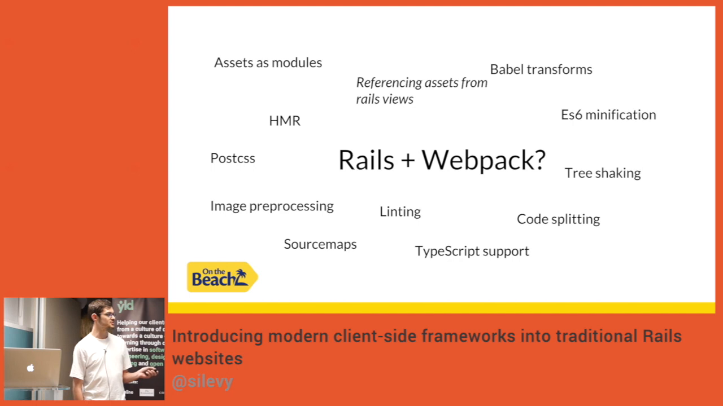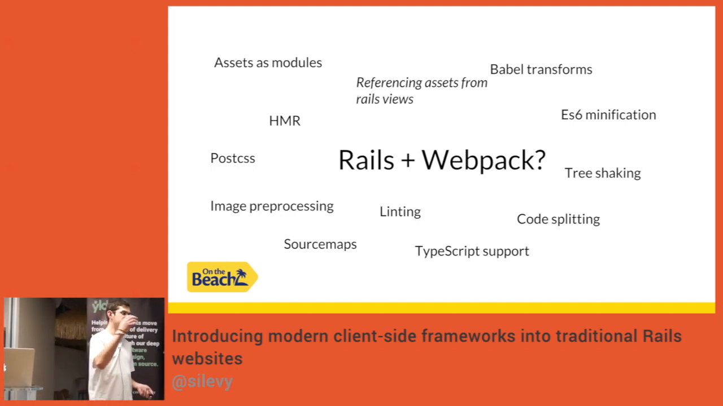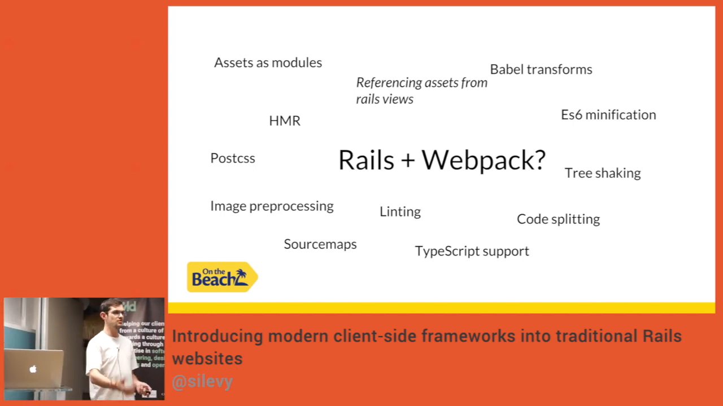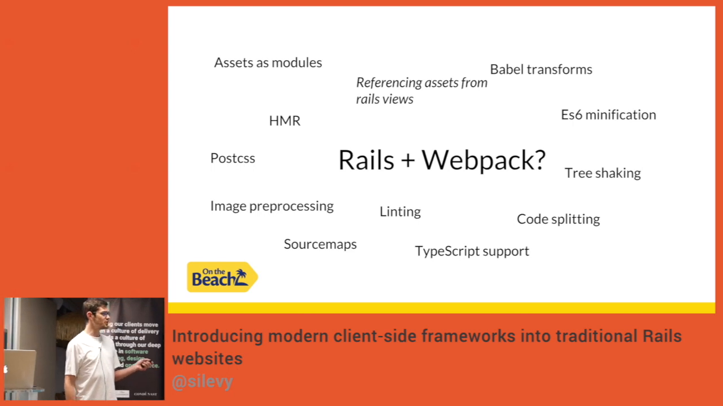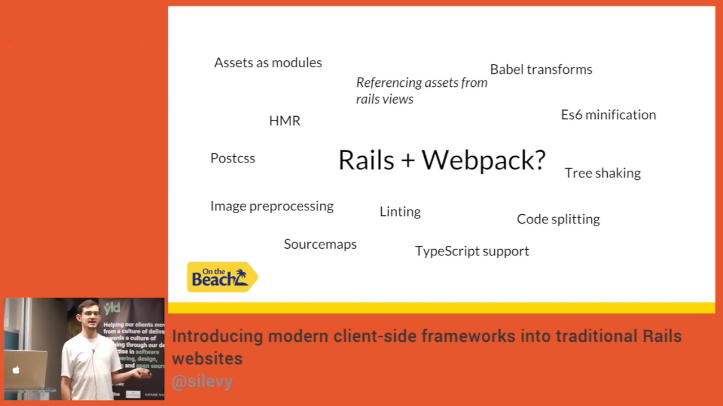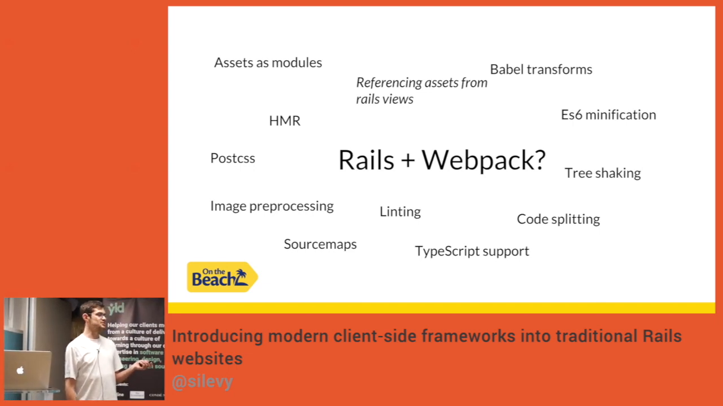In Webpack, you can think of assets as modules. You can bring an image into a JavaScript file. You can bring a CSS file into a JavaScript file. You can write any loader you want and use it in a JavaScript file, basically. So we want to be able to do that, but we also want that legacy of referencing these Webpack assets from our Rails views as if they were in the asset pipeline.